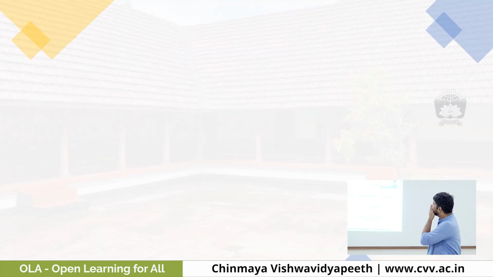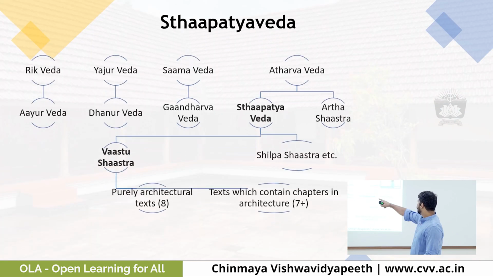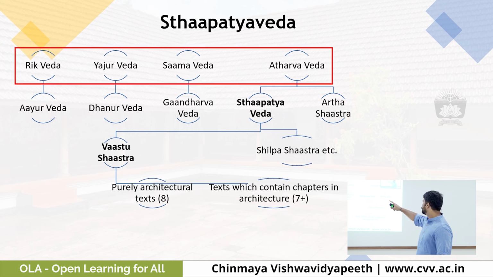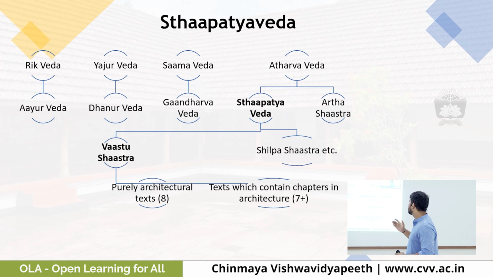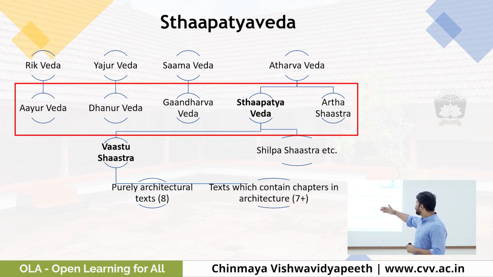Okay, now let us map it to the intellectual tradition. What you see on the top, the four, of course, those are the Vedas, the four volumes of the Veda. We call them the Rig Veda, Yajur Veda, Samaveda, and Atharva Veda. What comes down is Ayurveda, Dhanurveda, Gandharva Veda, Sthapatyaveda, Artha Shastra. All of them are called the Upa-Veda.